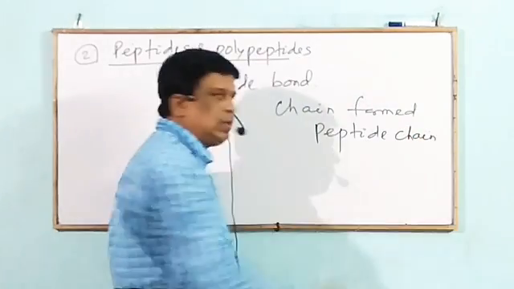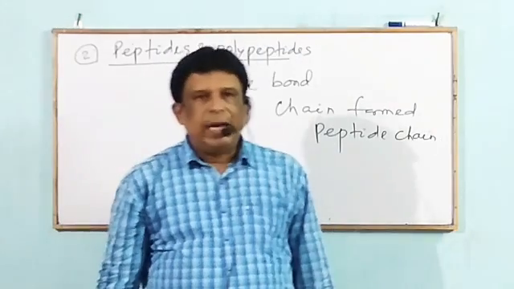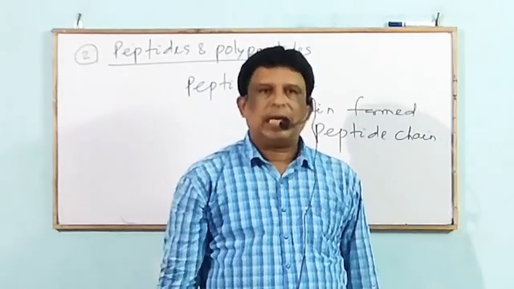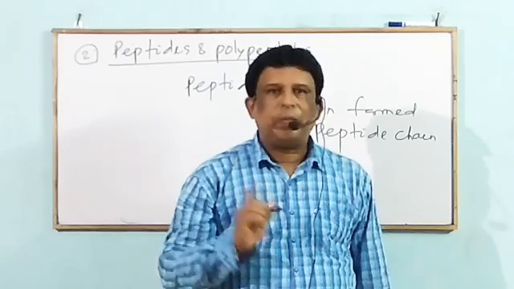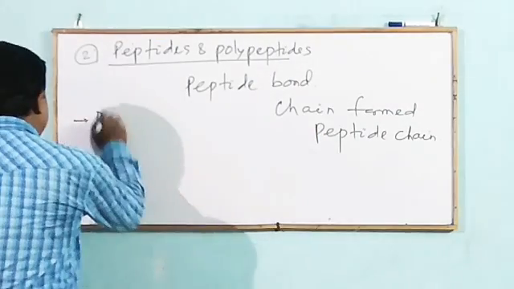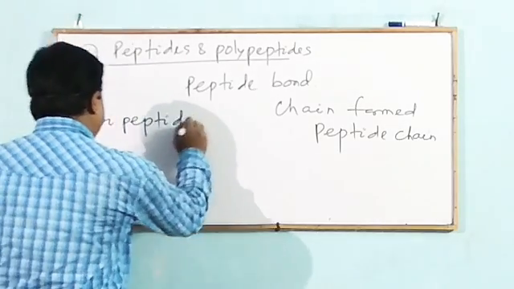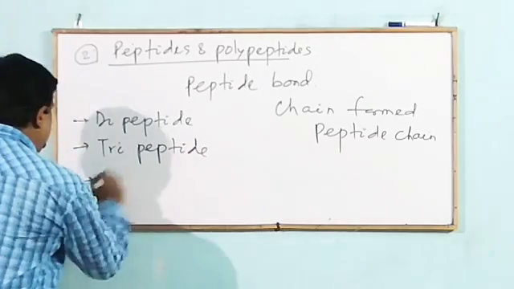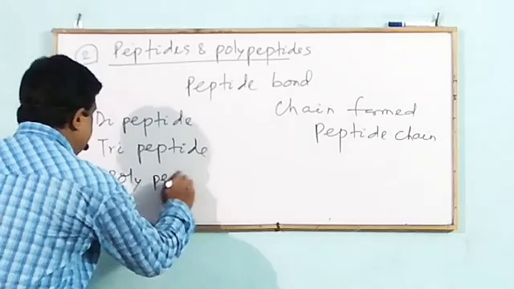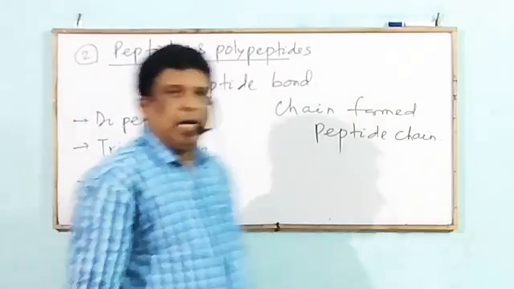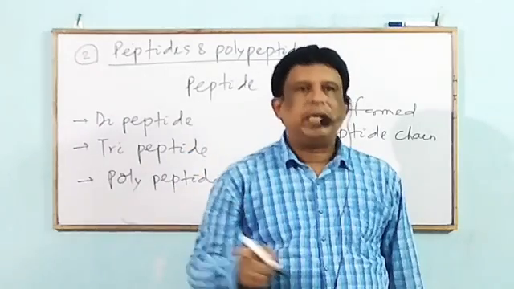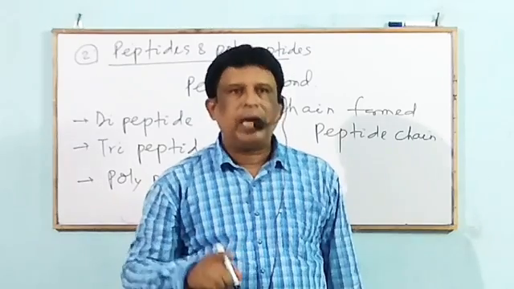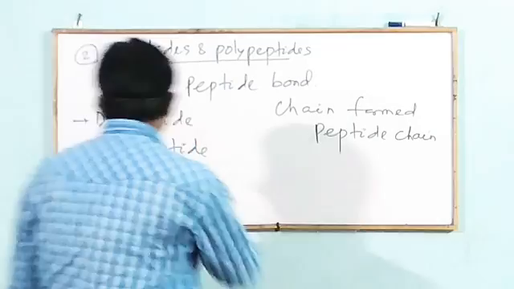Hence, depending upon the number of amino acids taking part in the condensation, peptides are classified as dipeptide, tripeptide, and polypeptide. I repeat again. Depending upon the number of amino acids taking part in a condensation, peptides are classified as dipeptide, tripeptide, and polypeptide. First one we discuss dipeptide.